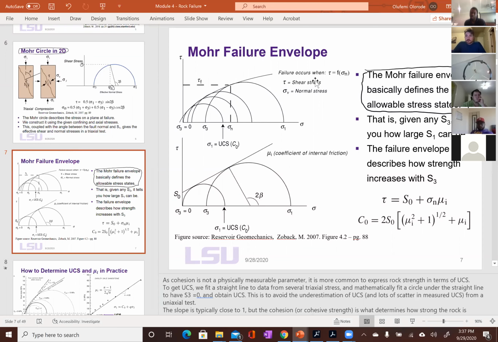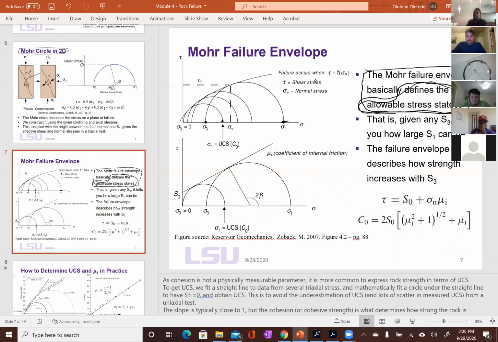circle gives you a way to predict this maximum value, which is the maximum strength of the rock at any confining pressure. Because it's a circle, right? You start with this confining pressure S3, then you draw the circle. Now you know the maximum stress that the rock can hold. It can't hold anything more than that, it's going to fail. So it defines the maximum allowable stress state.